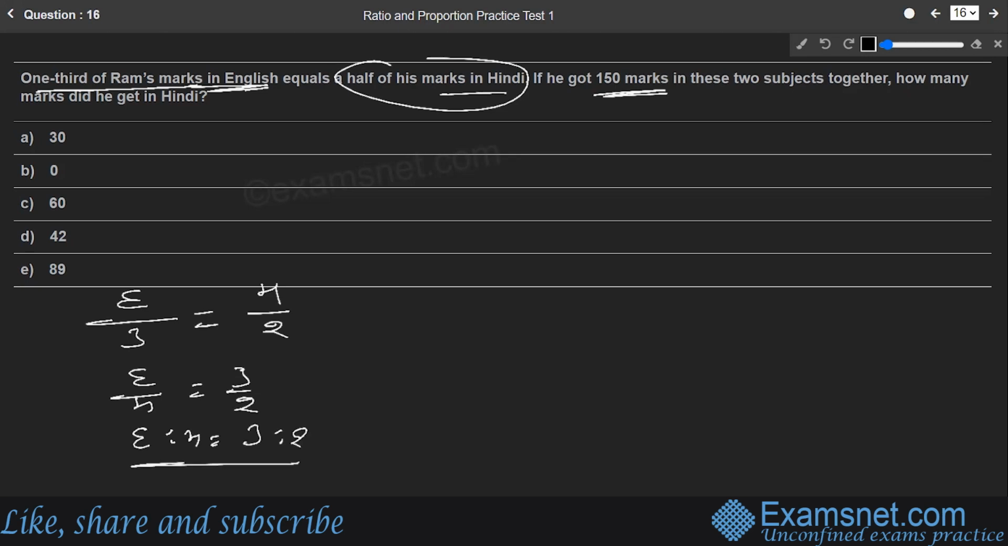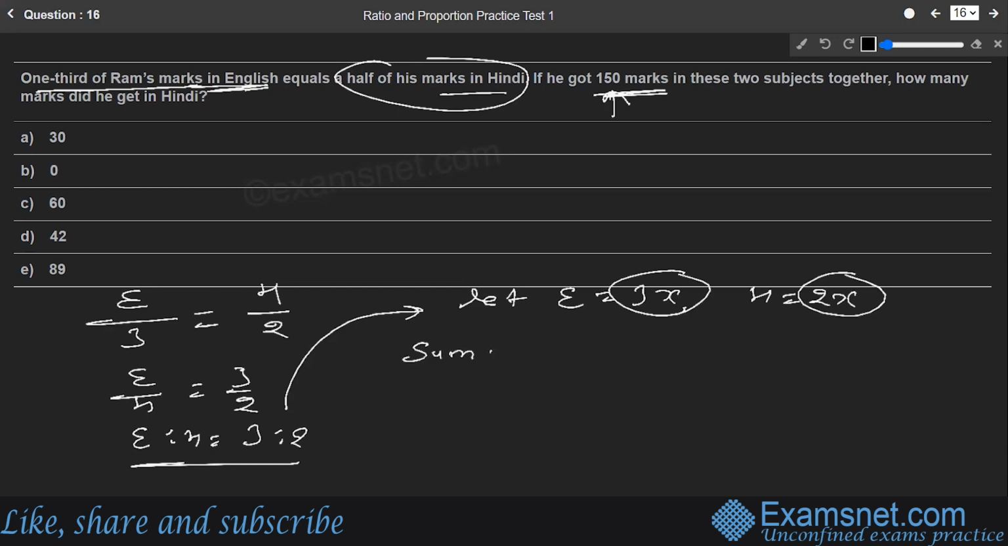He's saying that total marks are 150. So to find out the total, I need to add. So let us convert this ratio into real-time marks. Let's say English marks are 3x and at the same time Hindi marks are 2x. I have converted the ratio into the real-time marks. Now they say the total is 150. So let us do the sum: 3x plus 2x, and that they say is 150, which gives us 5x equal to 150, which gives us x value as 30.